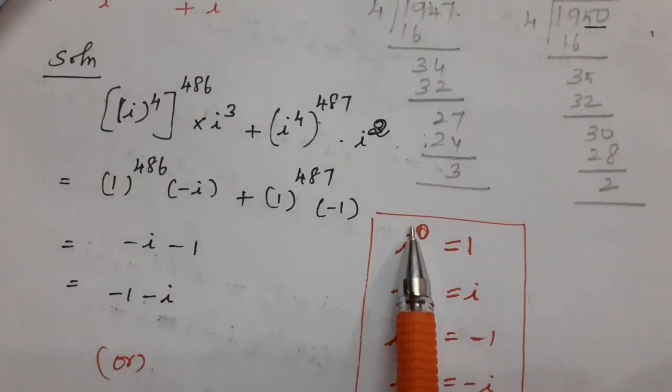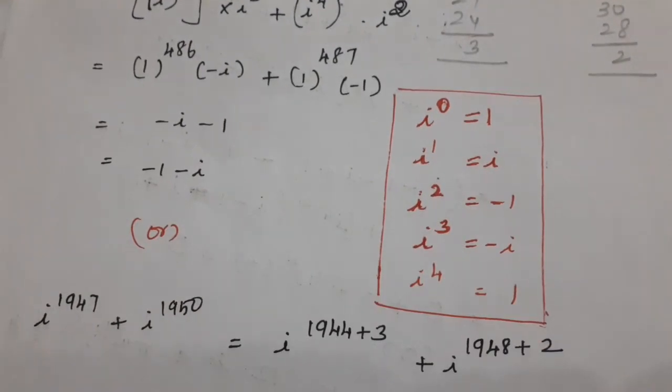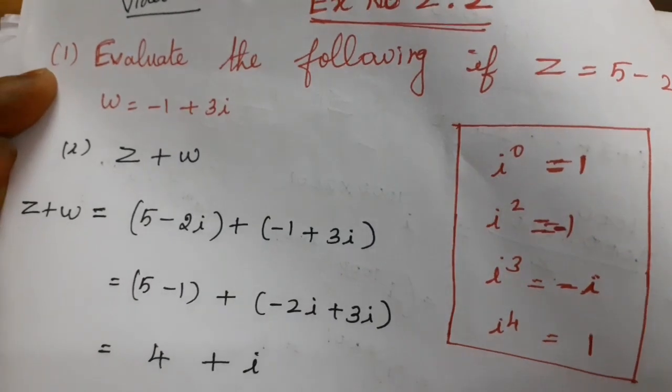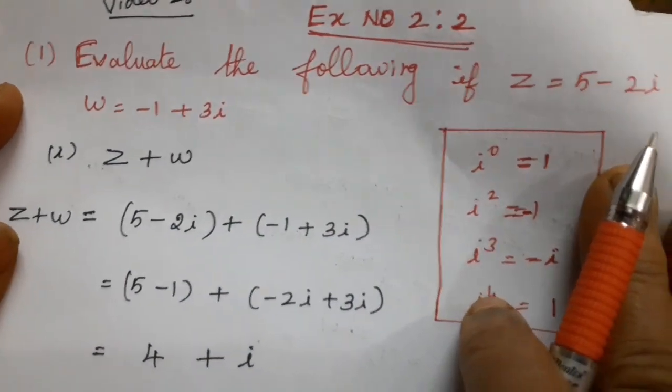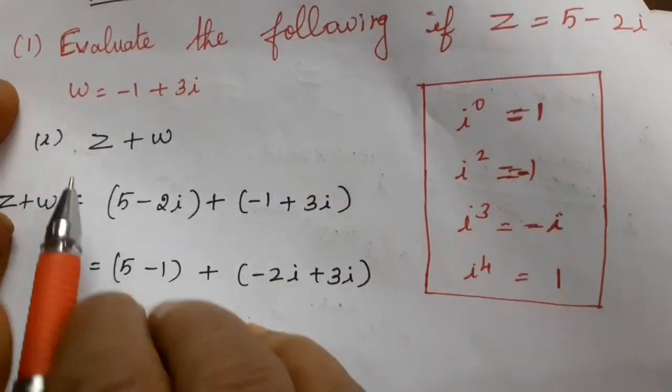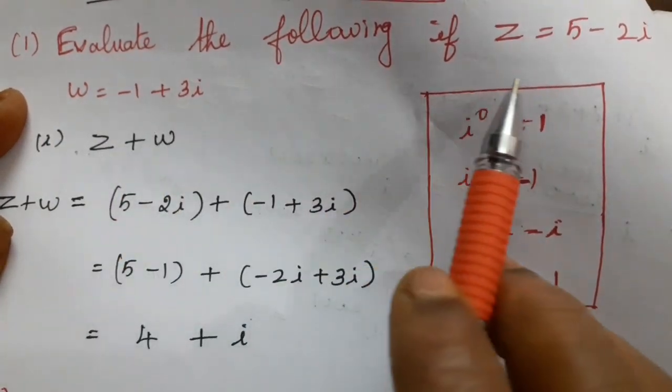So either using this method or that method, this is a very important sum for you. Like that you may ask in the 2 mark question. In exercise number 2.2, evaluate the following. If z equal to, what is the given value for z? z equal to 5 minus 2i, w equal to minus 1 plus 3i.